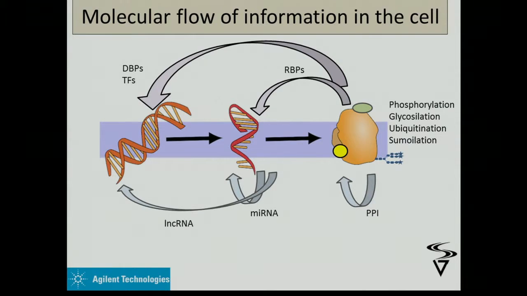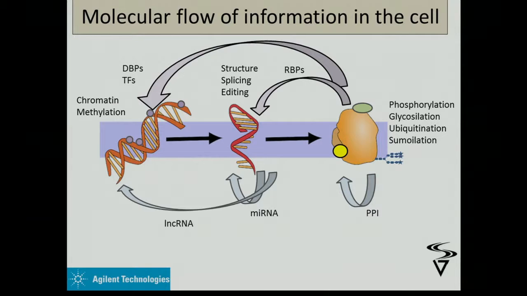Also, proteins have modifications that sit on them, such as glycosylation or phosphorylation, that affect the way by which they operate in the cell. There are changes to RNA as well, and DNA also has modifications such as methylation that determine part of how it operates in the cell.